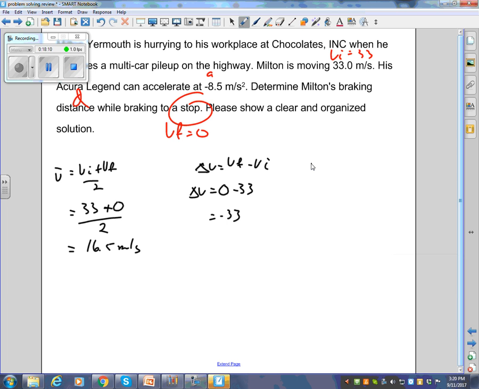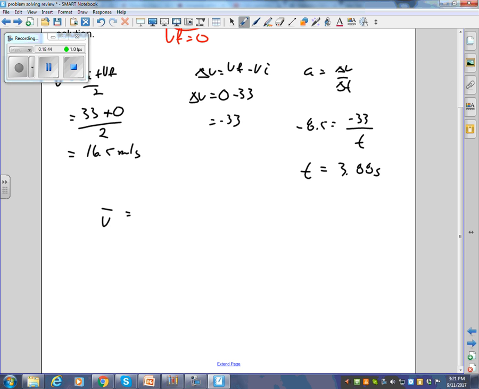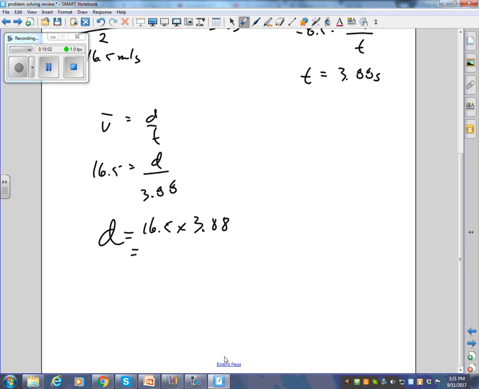And now you can go A equals delta V over delta T, so minus 8.5, the delta V is minus 33. We're going to solve for time. It's a little less than 4. 3.88 seconds. And now you're going to take average velocity and time and combine them together. V bar equals D over T. 16.5, solve for D. So you're going to multiply, right? 16.5 times 3.88. And what do you get? About 70 something? 64? 64 point what, Catherine? 02. Okay.